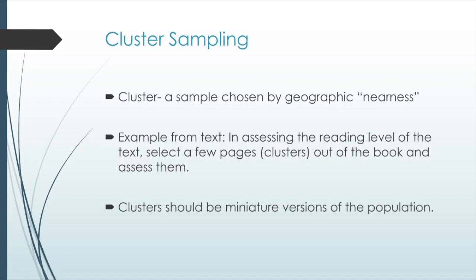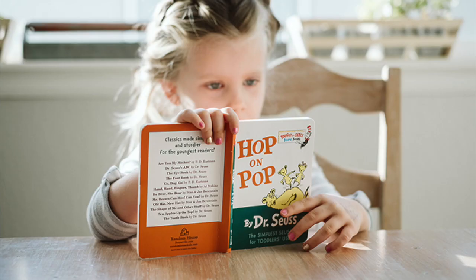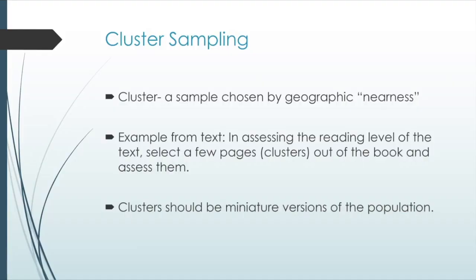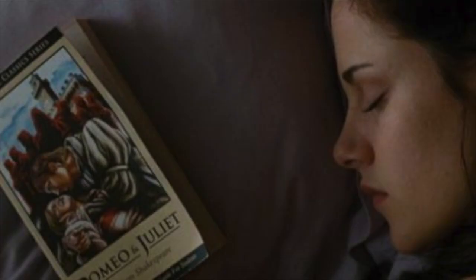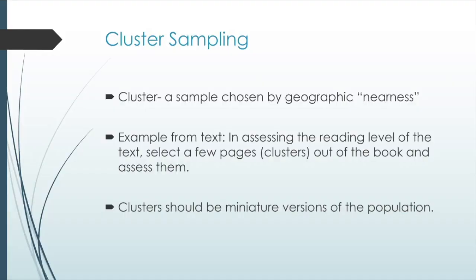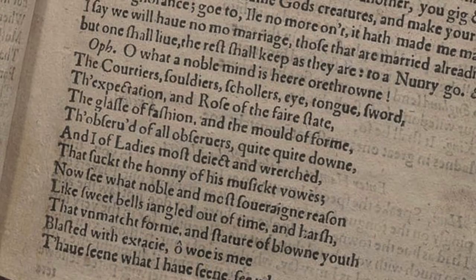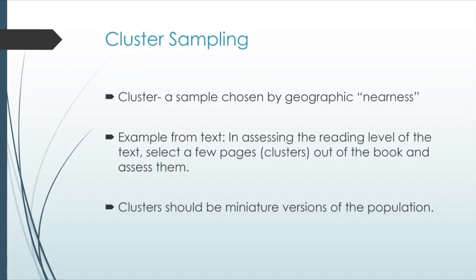So for example, you might take a few pages out of Dr. Seuss and look at them, assess how difficult they are to read. You have a pretty good idea how hard the book is or how easy the book is to read. Then you might take a few pages out of Romeo and Juliet by Shakespeare. It only takes a couple of pages to realize you're in a whole different level than Dr. Seuss. So those pages, because they're near each other, they're in the same neighborhood, they make a good cluster.